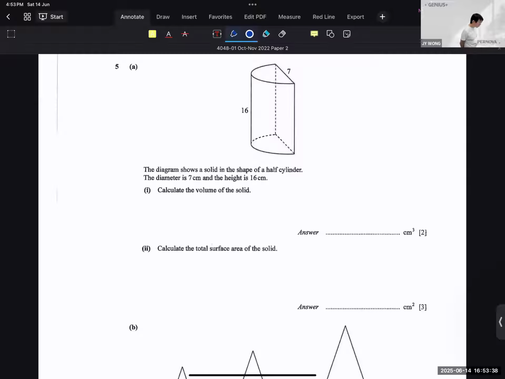The diagram shows a solid in the shape of a half cylinder. The diameter is 7 and the height is 16. Calculate the volume of the solid. 2 marks.